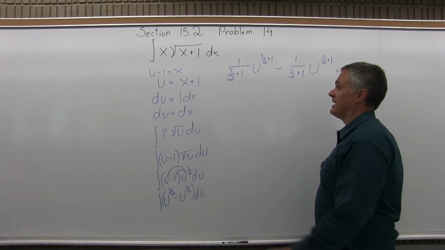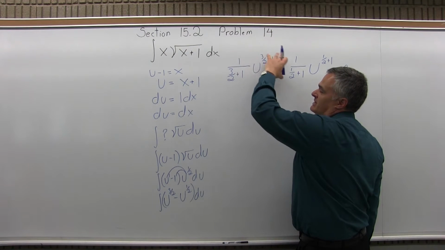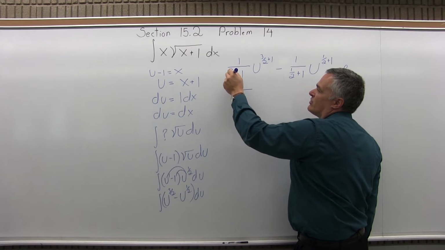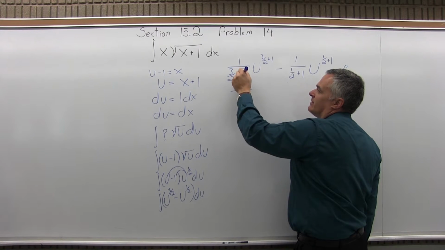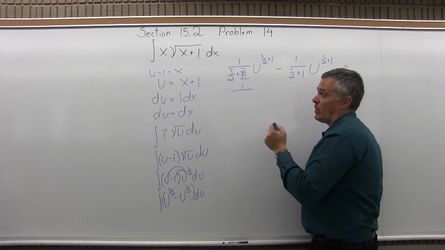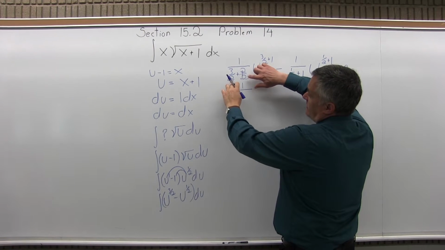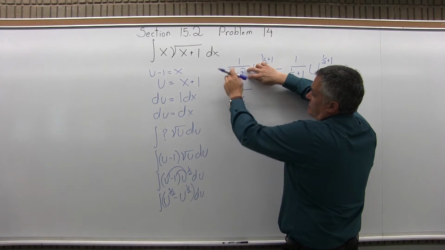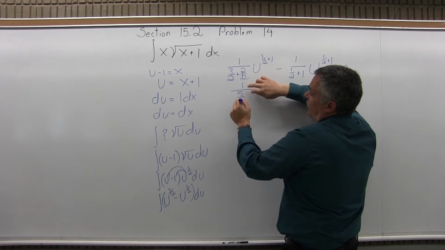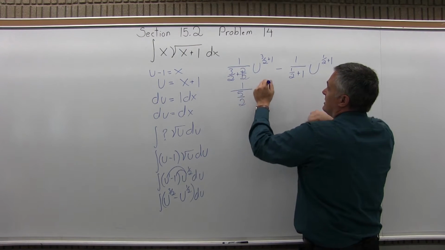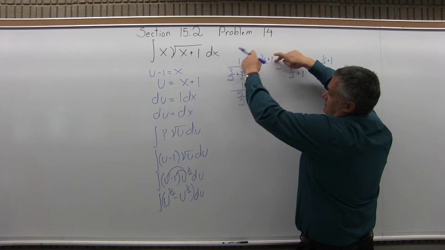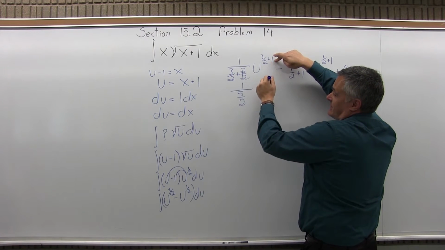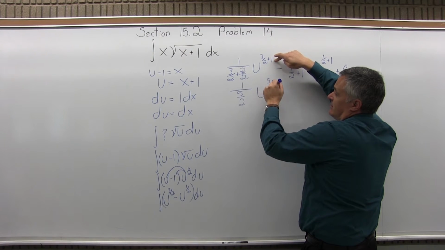What I have on the board now is the answer, but it really needs to be cleaned up and simplified. I have all kinds of awful, messy fractions here. So it's going to be 1 over 3/2 plus 1. Think of the 1 as 2/2. 2 over 2 is 1, but now I have a common denominator of 2. The numerator is 3 plus 2, which is 5. So I have 1 over 5 halves, u to the same thing. If I got 5 halves in the denominator, it's going to be 5 halves again as the exponent.